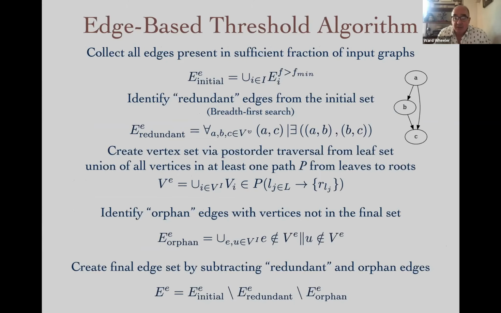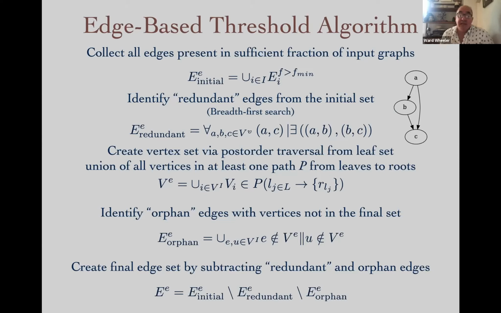Now, the edge-based threshold works in a similar way, but obviously focused on edges. So instead of a vertex threshold, we choose those edges that are present in some fraction of all the inputs: 0, majority, whatever you want, minority. It's up to the user. And since the vertices are all uniquely labeled, that means all the edges are uniquely labeled as well. We also have to identify the redundant edges from this initial set, but it happens in a slightly different method, by a breadth first search to look for things being spanned. But again, the redundant edges will be removed also in this case to get a minimal set.